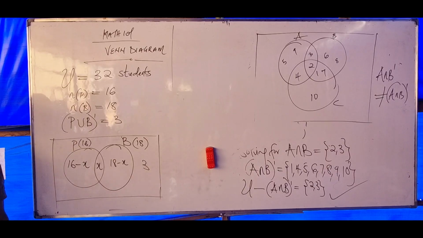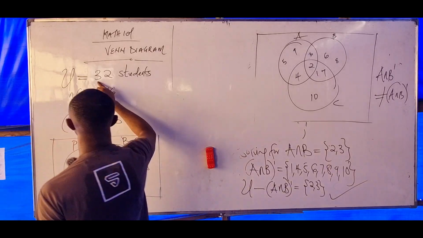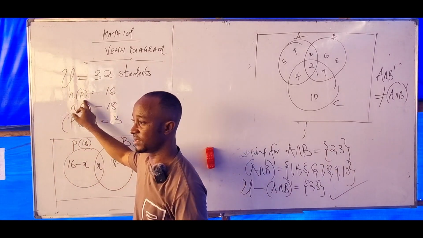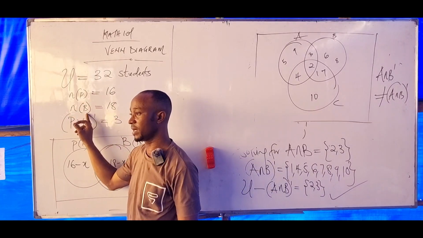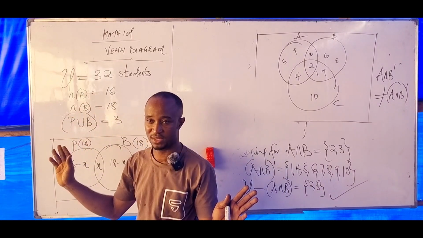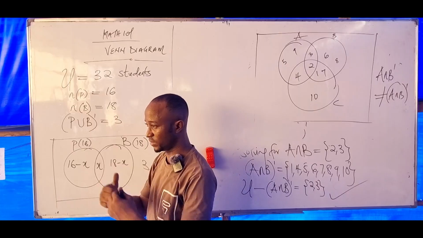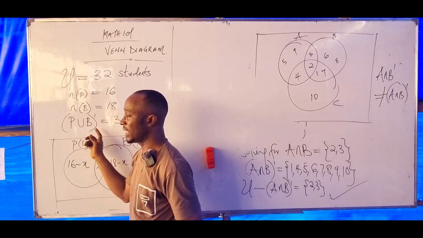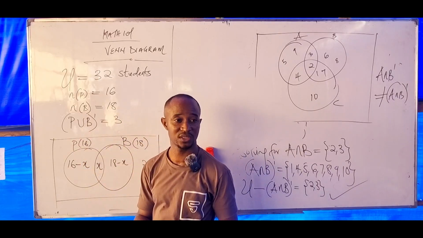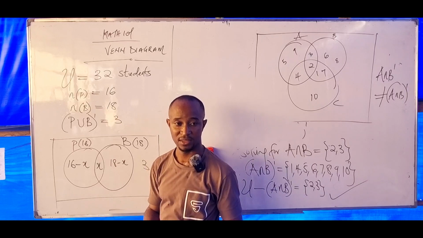Okay, some just walking now, right? Question says that we are told that in a class of 32 students, 16 offer physics, 18 offer biology. 3 did not offer any of this. Are you there? But they are part of the students. Now, when I ask to find those that offer both, Abby? Is that not?